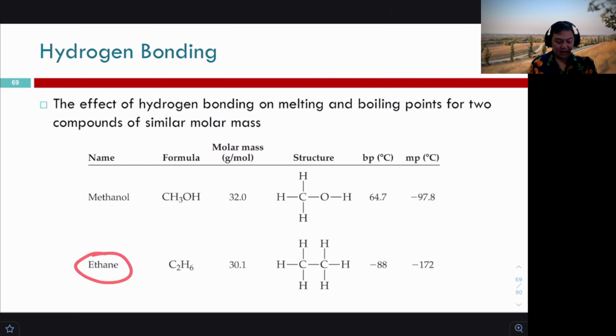Do I want to page back and try and find it? What slide are we on? 69. Negative 19.5.